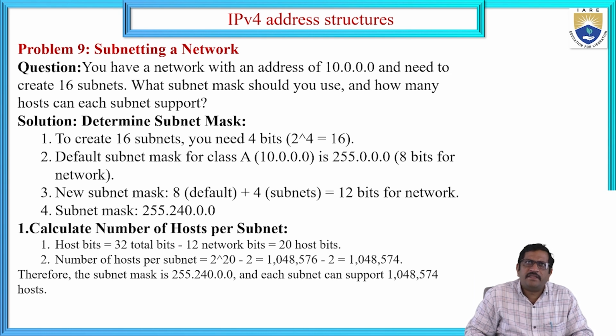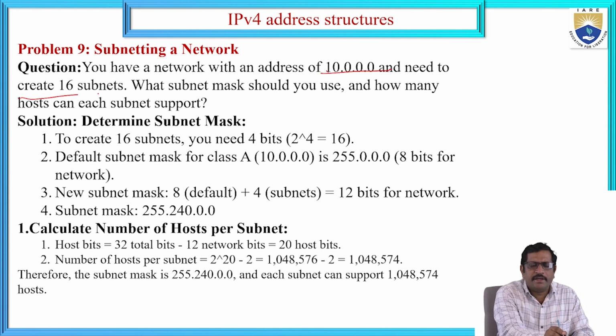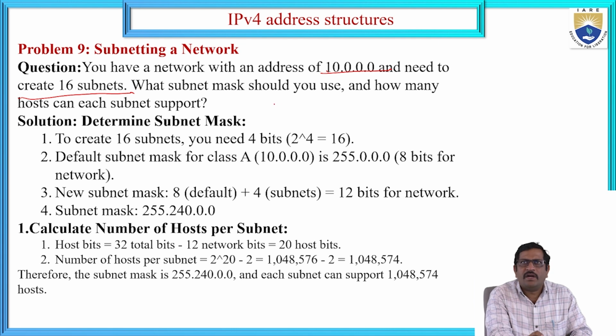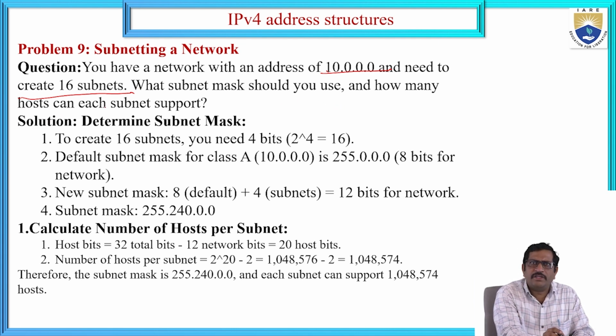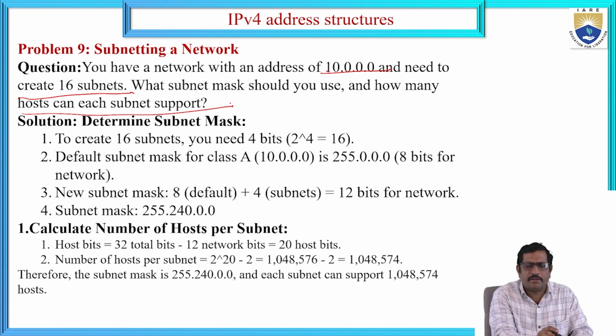Now subnetting a network. You have a network with an IP address 10.10.0.0 and need to create 16 subnets. What subnet mask should be used, and how many hosts can each subnet support? First, determine the subnet mask. To create 16 subnets we need 4 bits, that is 2 to the power of 4, which is 16.